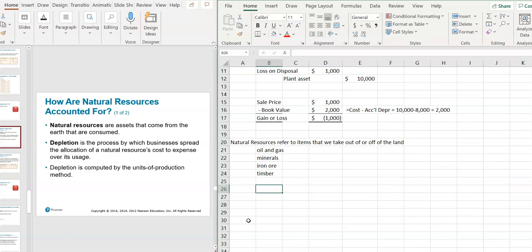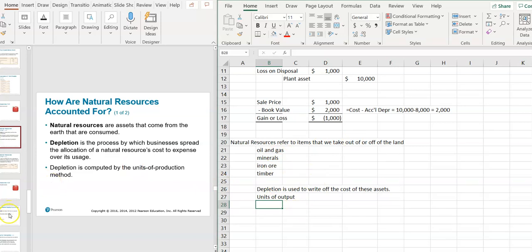So when we do this, depletion is used to write off the cost of these assets. Used as units of output. Generally, like we think we're going to get 1 million barrels of oil, and we use that to deplete it. Okay. And we'll also do more of this in intermediate accounting.